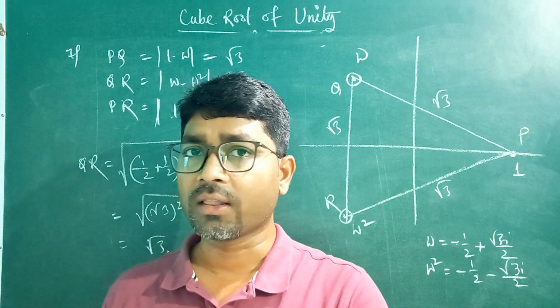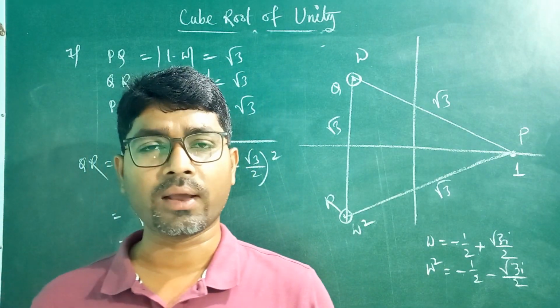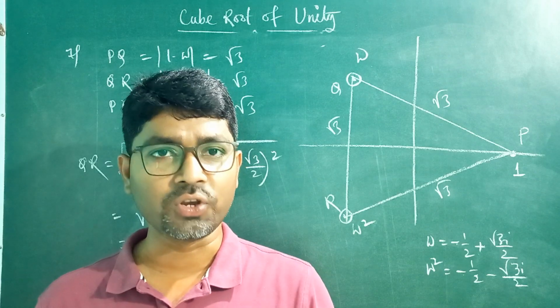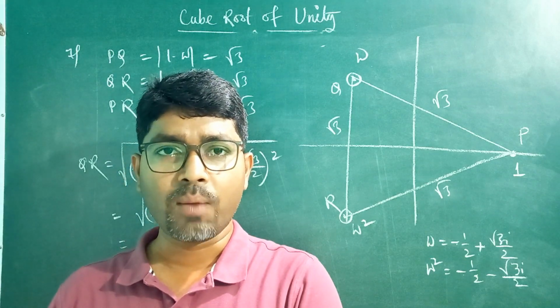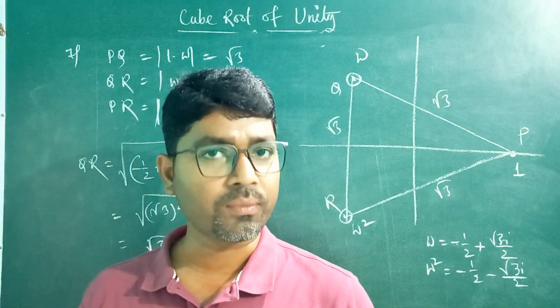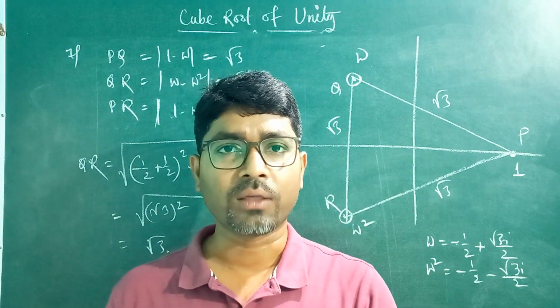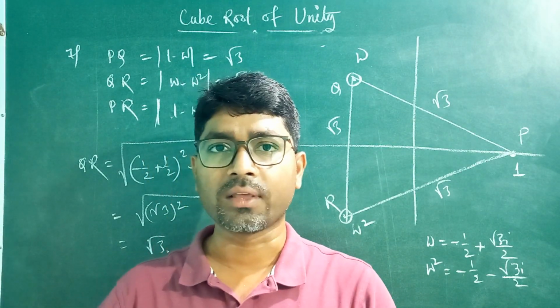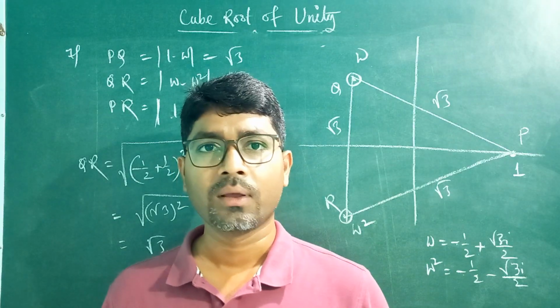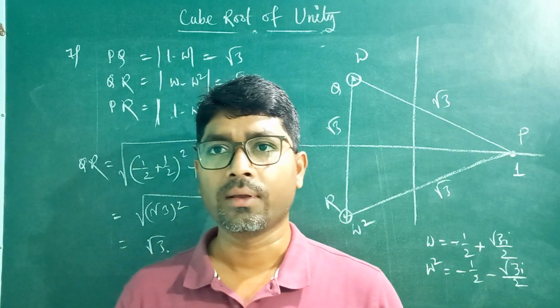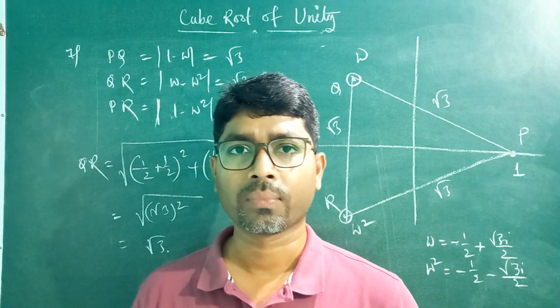And the third and the fourth rules, that is omega cube equal to 1 and 1 plus omega plus omega square equal to 0, are the most important rules in calculating problems. The other rules are just for visualizing omega, omega square and 1 in the Argand plane, what they represent, what the meaning is. So I think it is now clear to everybody. Thank you.